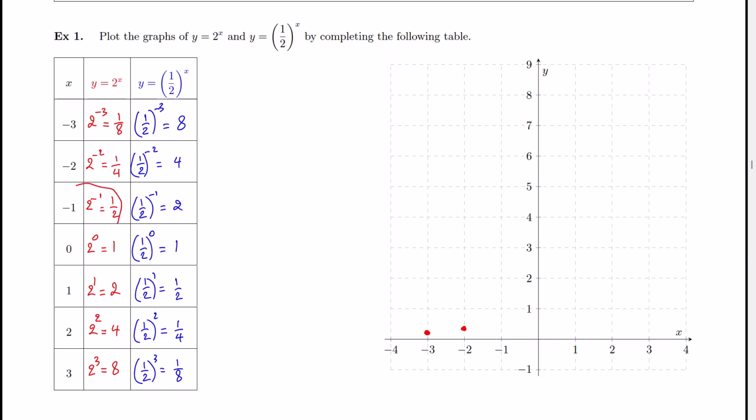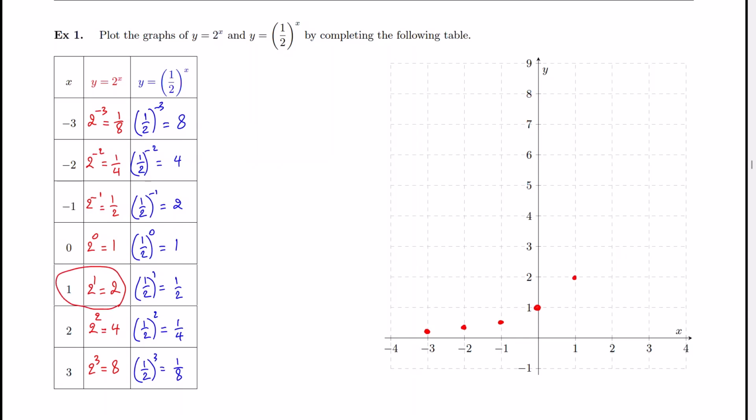The next point is -1 with 1/2. So when x is -1, the y is 1/2. So we're at 0.5 now. And you can see the points are very low at this point in time. Next, we have 0 with 1. So when x is 0, the y is 1. So we're basically crossing the y-axis at 0, 1. Next, we have 1, 2. So when x is 1, the y is 2.